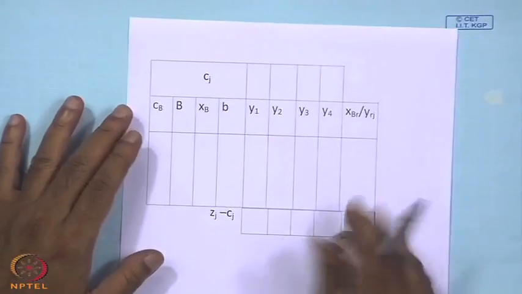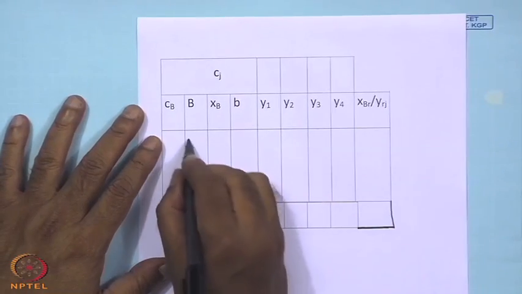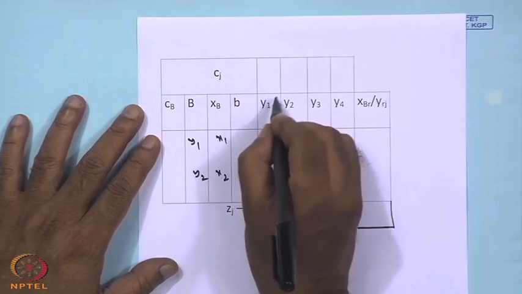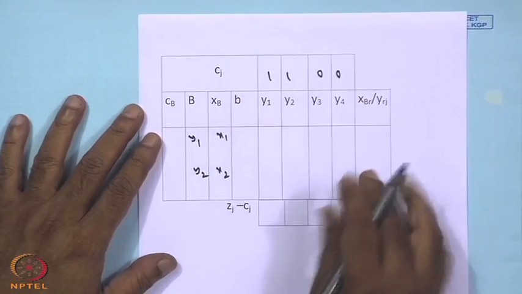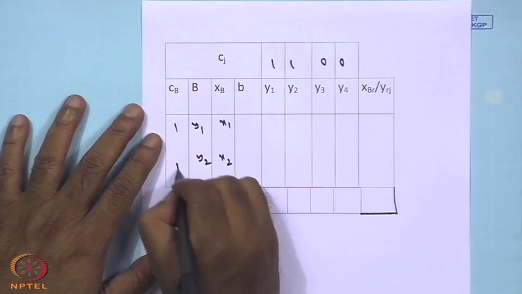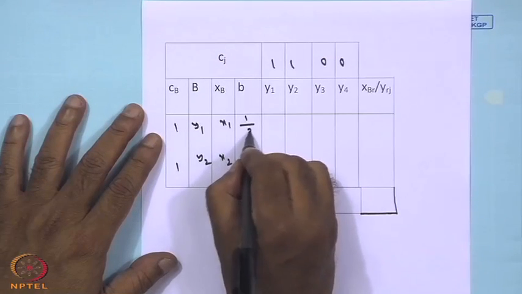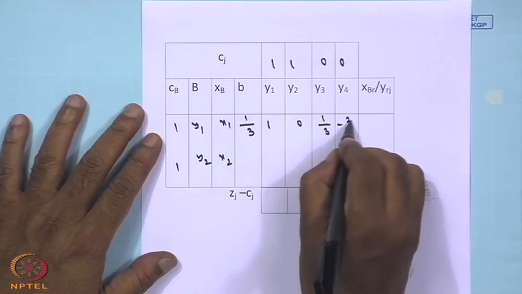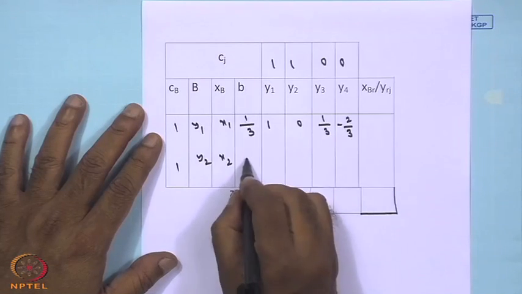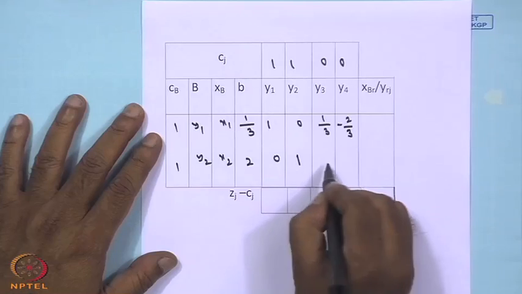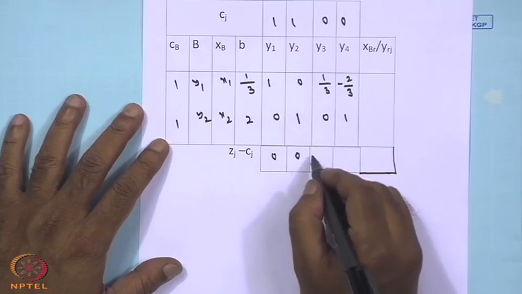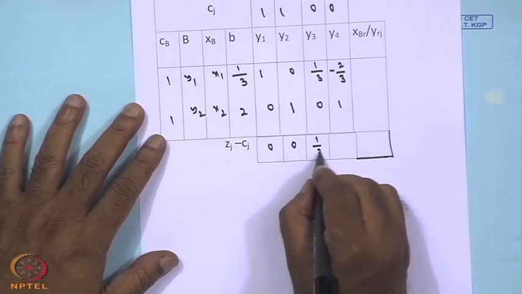So, your pivot element is becoming this one. Therefore, from here you can formulate the next table, that is y1 and y2, you are having x1 and x2. So, it is 1 1 0 and 0. So, this is 1 and 1. Again I am writing the values: 1 third, 1, 0, 1 third, minus 2 third. This is 2 0 1 0 and 1. If you calculate the zj values, then it will be 0 0 1 third 1 third.